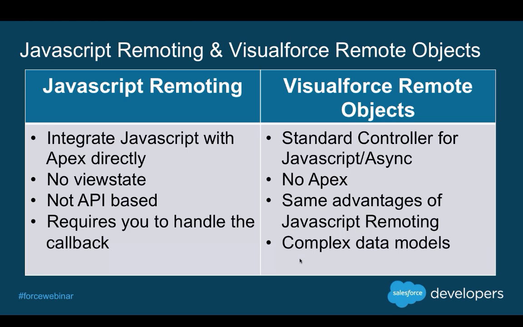So there's no need to call a web service, there's no API, and there's no Viewstate for you to worry about. So you can have a class that's got a method you want to call, and JavaScript can do that straight away. It doesn't need a Viewstate, as I mentioned, but what it does require you to do is handle the callback function and to then do something with the data.